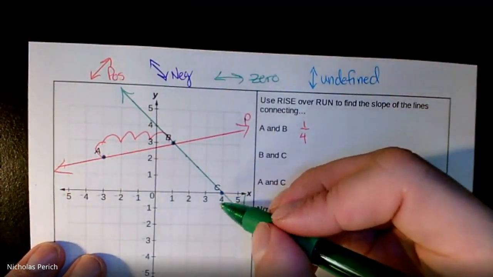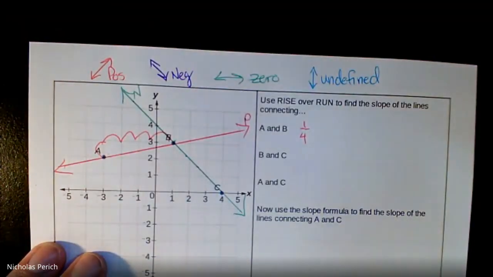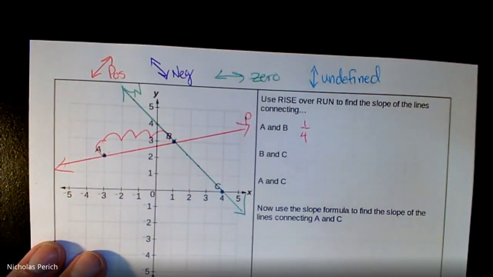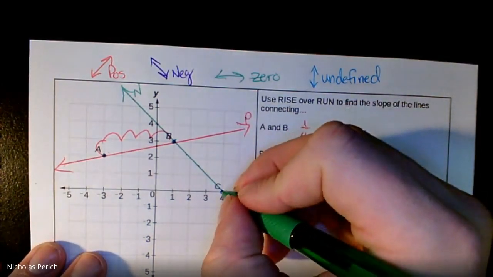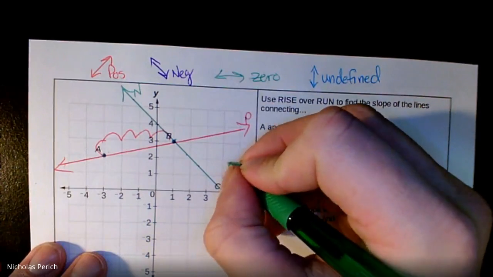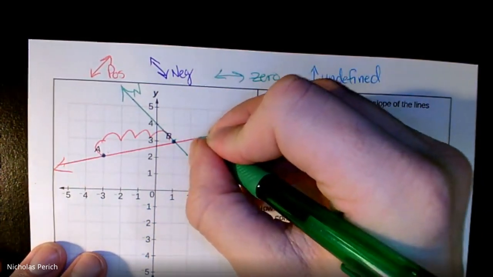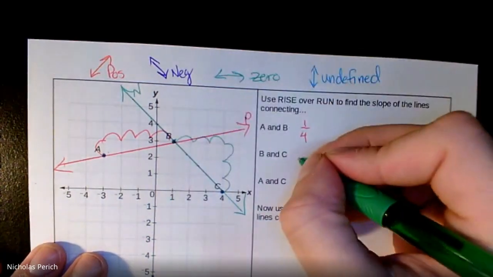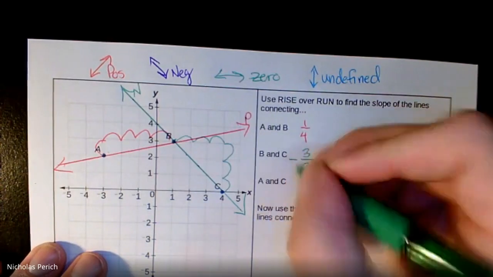First things first, identify 2 points. Boom, boom. It's negative because it's going up and to the left, I'm sorry, up and to the left. Now I go rise over run. I count up 1, 2, 3, left 1, 2, 3. My rise is 3, my run is 3, and it's negative.